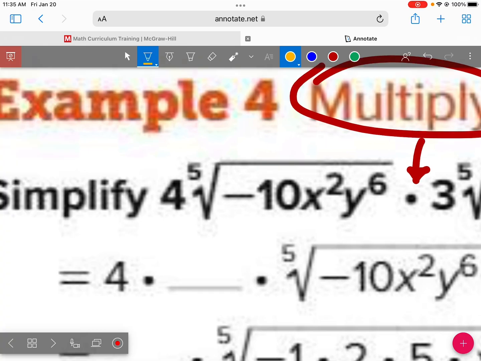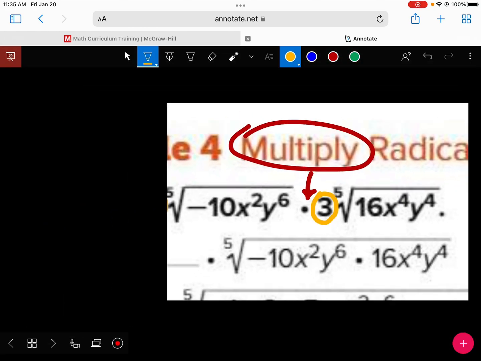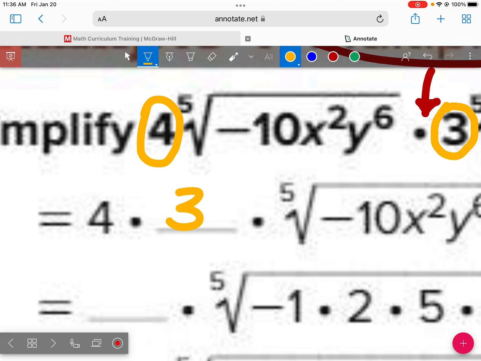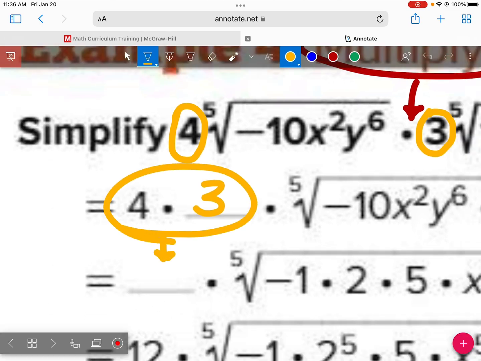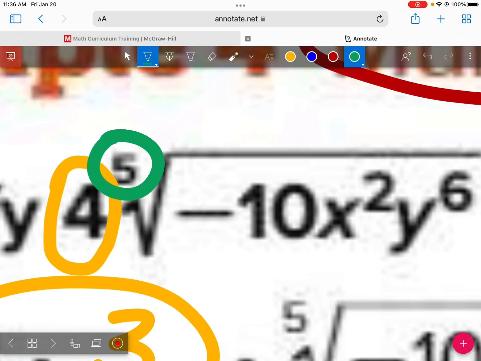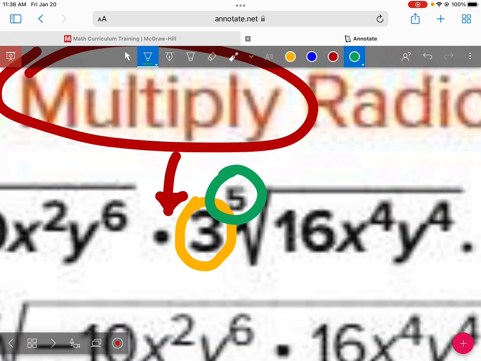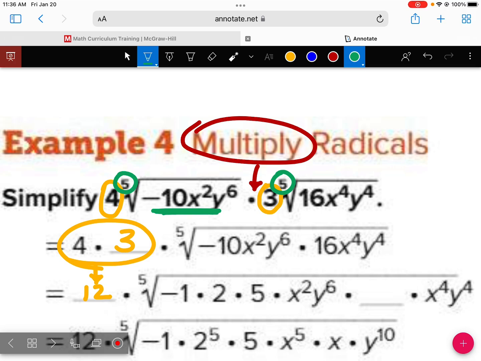So first I look for anything that is not under a radical. Do we have any pieces that are not under radicals? We have a 4 and we have a 3. We're going to multiply those together. 4 times 3 would give me what? 12. What's the index on my first radical? 5. What's the index on my second radical? 5. If the indexes are the same, then I can take the parts under the radical and I can multiply them together.